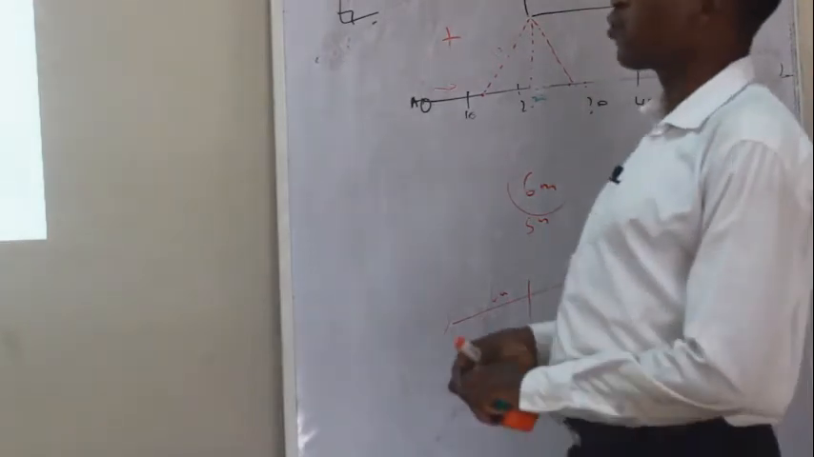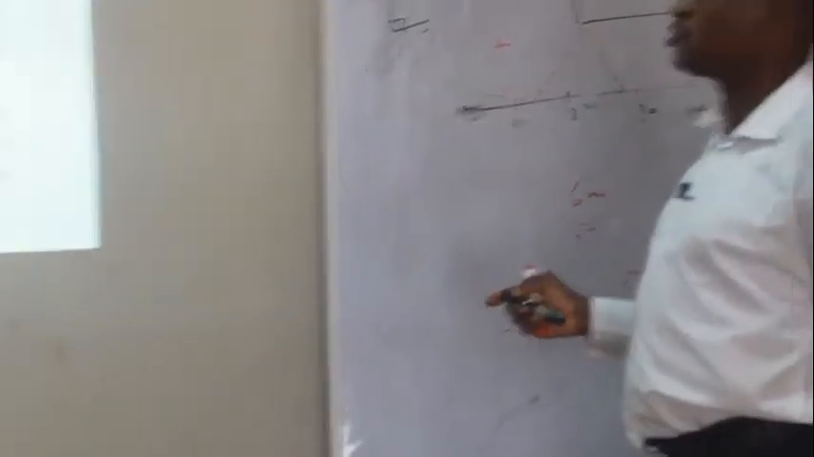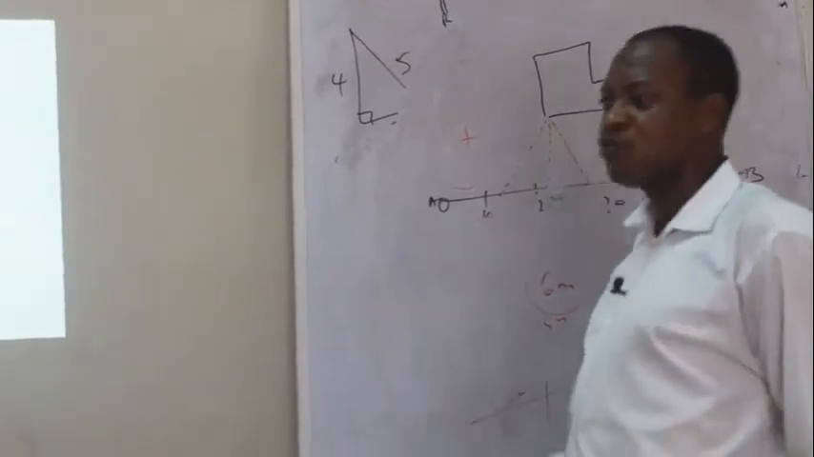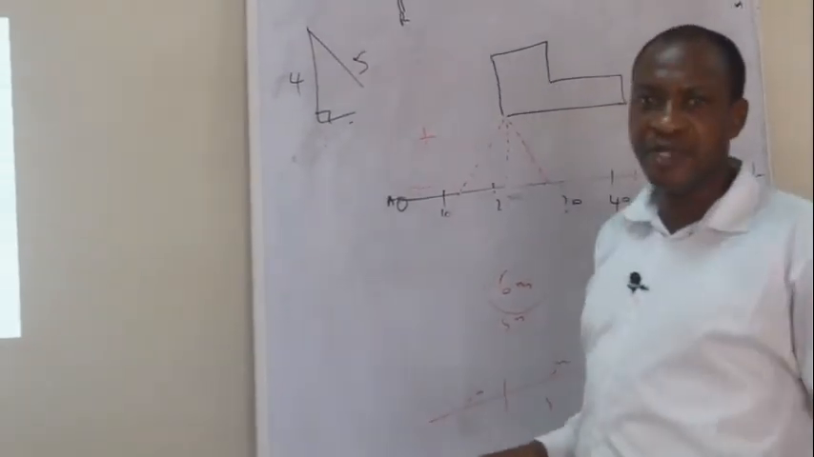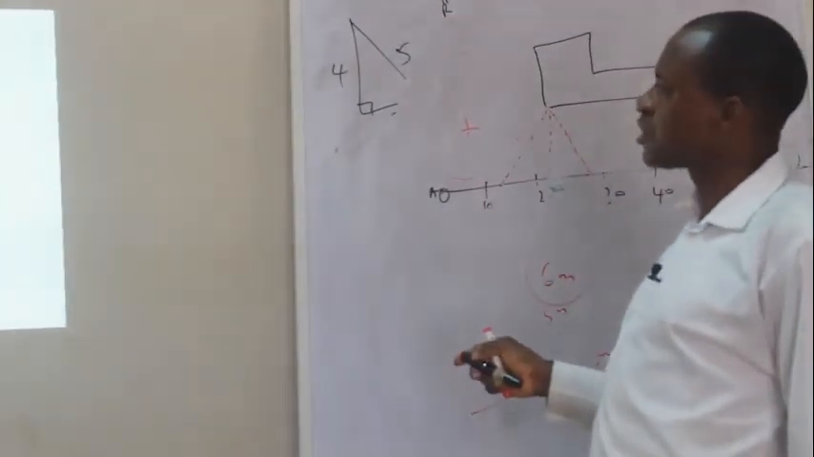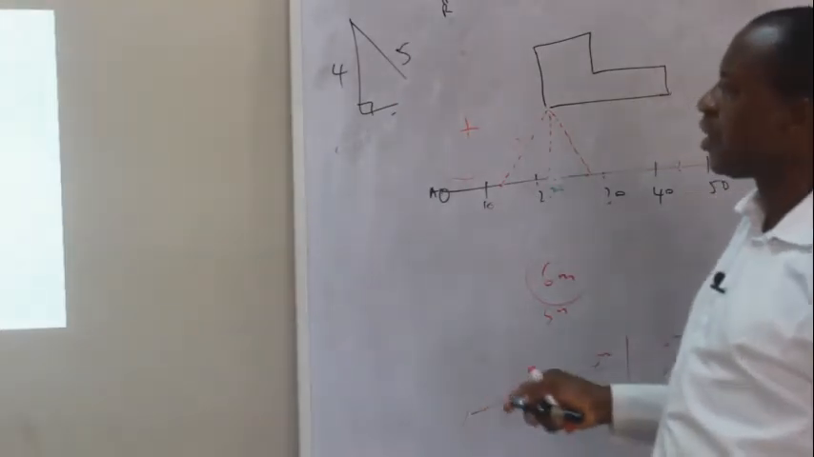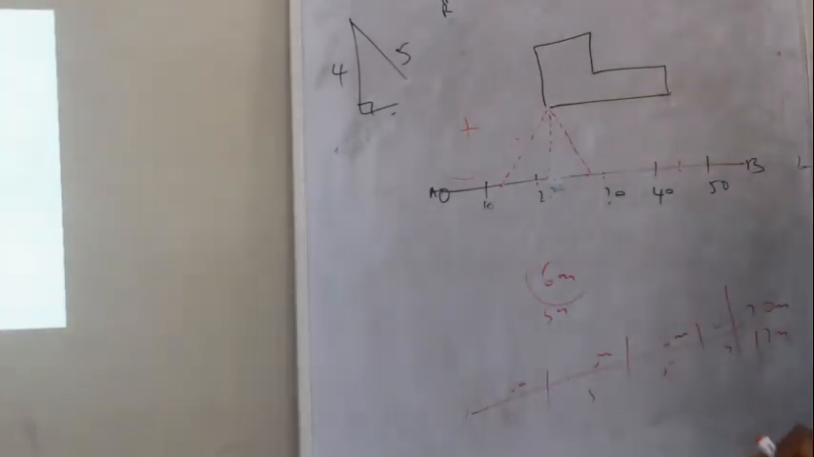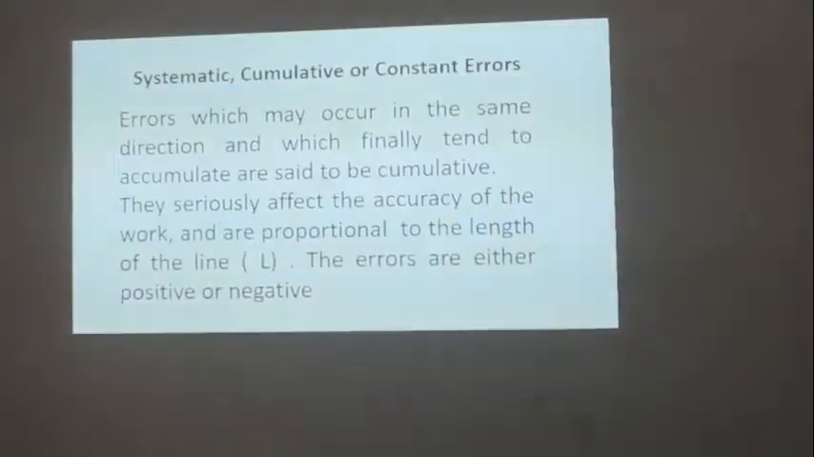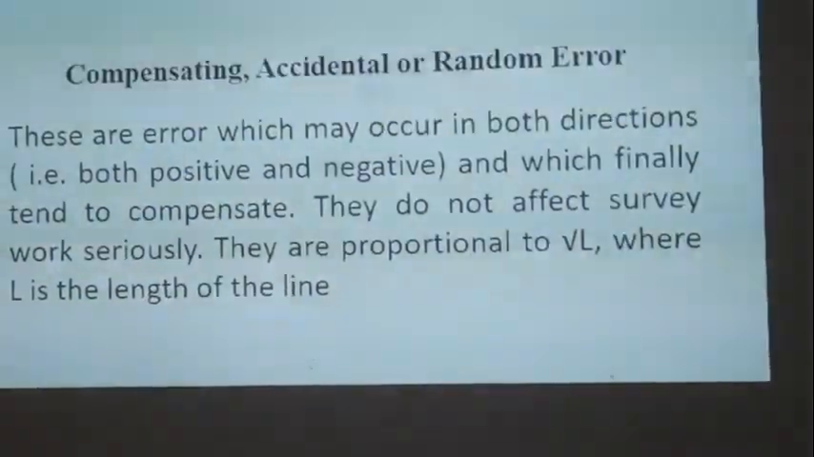So such is, we call it cumulative or constant. If once it's 1 meter, it will continue to be 1 meter. If it is 0.5 meter, it will continue to be 0.5 meters. That's why I call it constant error. These are some of the errors, and how do they affect the accuracy of the work? They say they are proportional to the length of the line. The errors are either positive or negative.